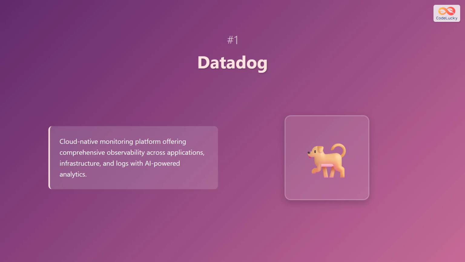Now let's jump into our top 5 monitoring tools, starting with number 1, Datadog. Datadog is a cloud-native monitoring platform that provides comprehensive observability across your applications, infrastructure, and logs. It uses artificial intelligence-powered analytics to help you quickly identify and resolve any issues. It's a powerful tool for keeping your entire system running smoothly.